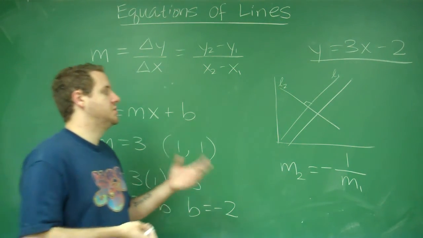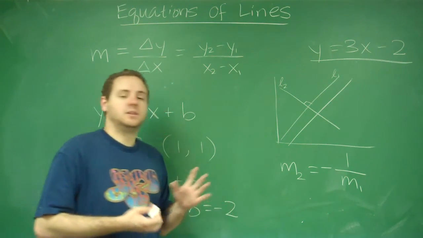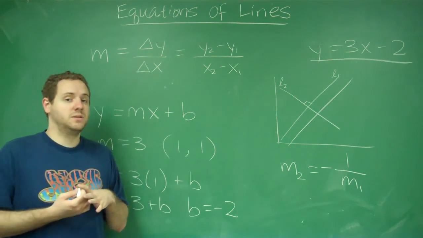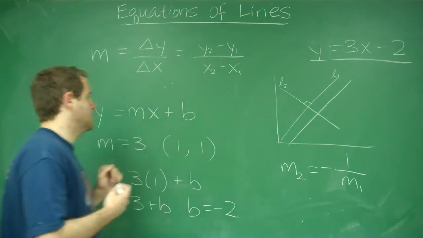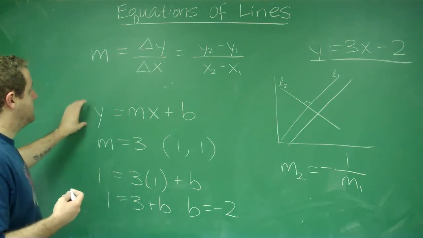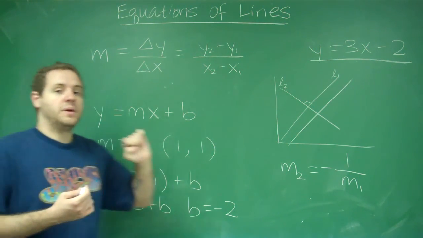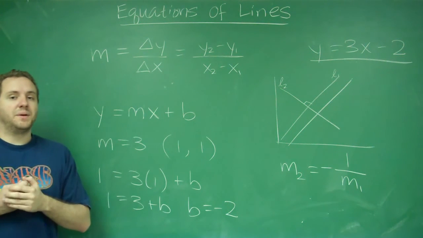Parallel and perpendicular are two ways that lines can be related to each other. Parallel is the same slope, perpendicular is the opposite reciprocal slope, and everything is basically going to boil down to slope-intercept form, y equals mx plus b.